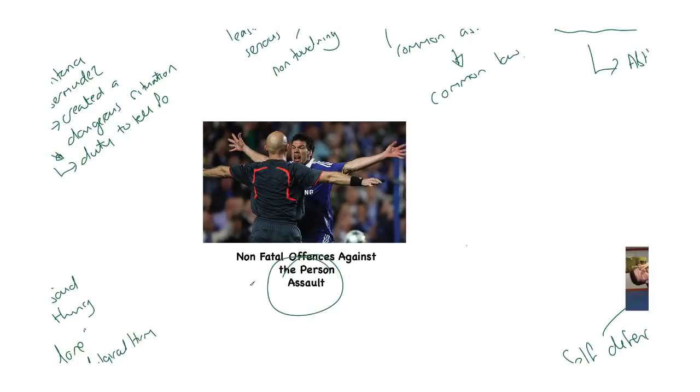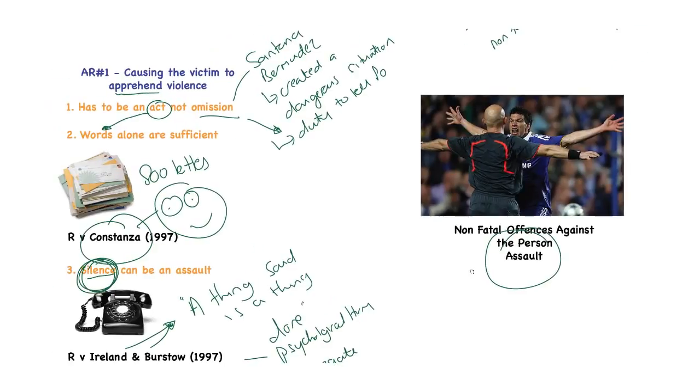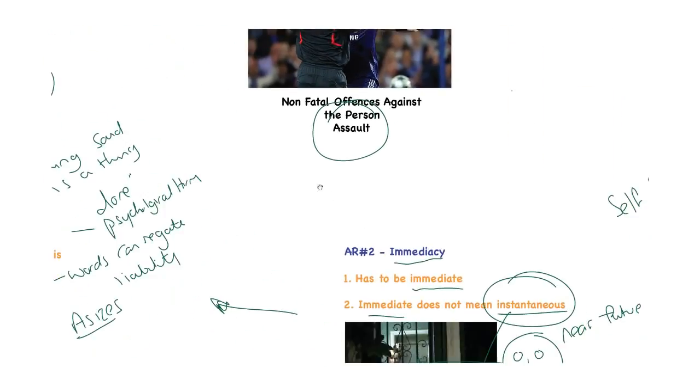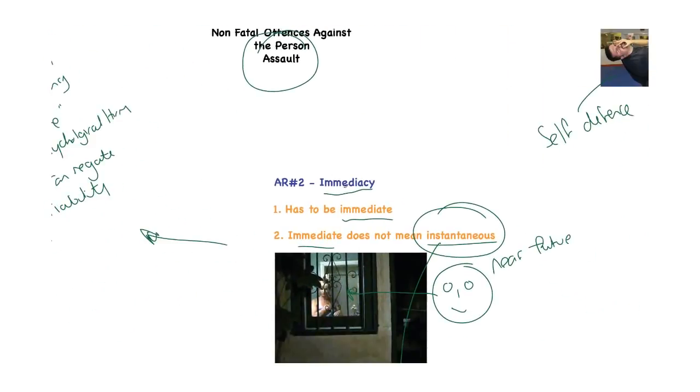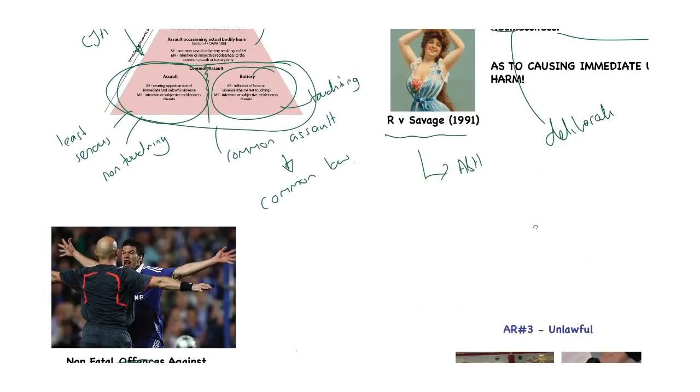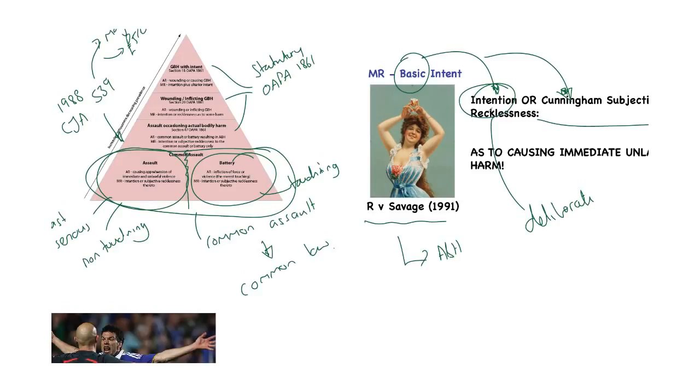The key things to go over are, in actus reus terms, the victim must be caused to apprehend immediate violence, and that words and silence will be sufficient. It has to be immediate, although that's not instantaneous, and it has to be unlawful. The mens rea is that the defendant must intend or be reckless as to causing immediate unlawful harm.